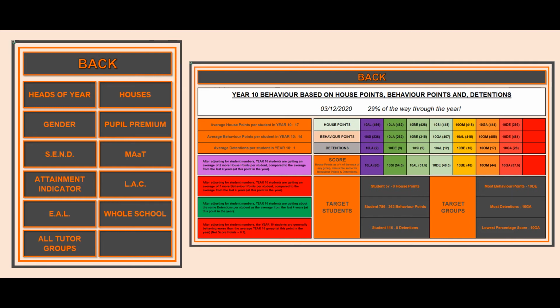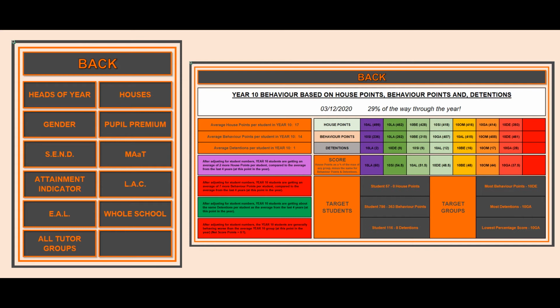And underneath that we just have a raft of information that we can use as a head of learning to really plan our interventions and compare how behaviour is with this group and cohorts that have come before. So initially we have access there on the top left for average house points, behaviour points and detentions, which can give us a real nice overview of how our whole year group might be performing and behaving.